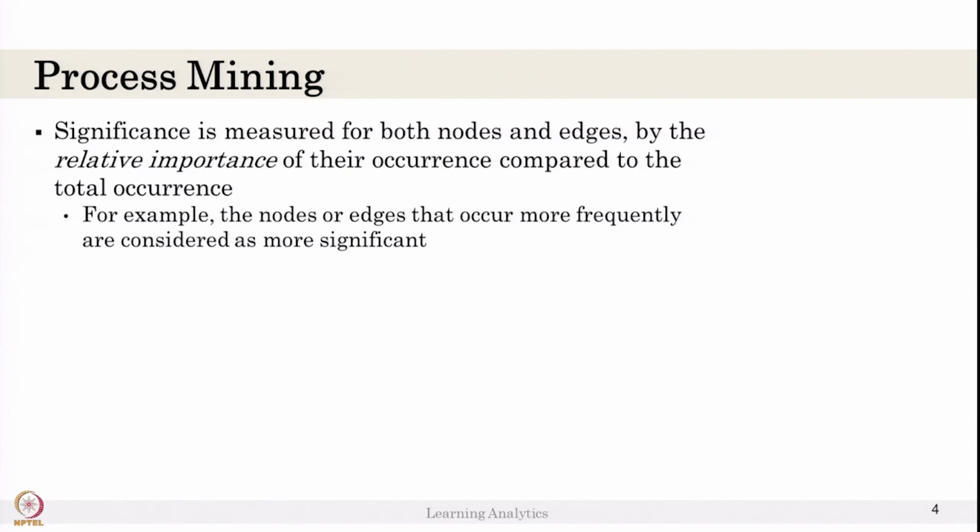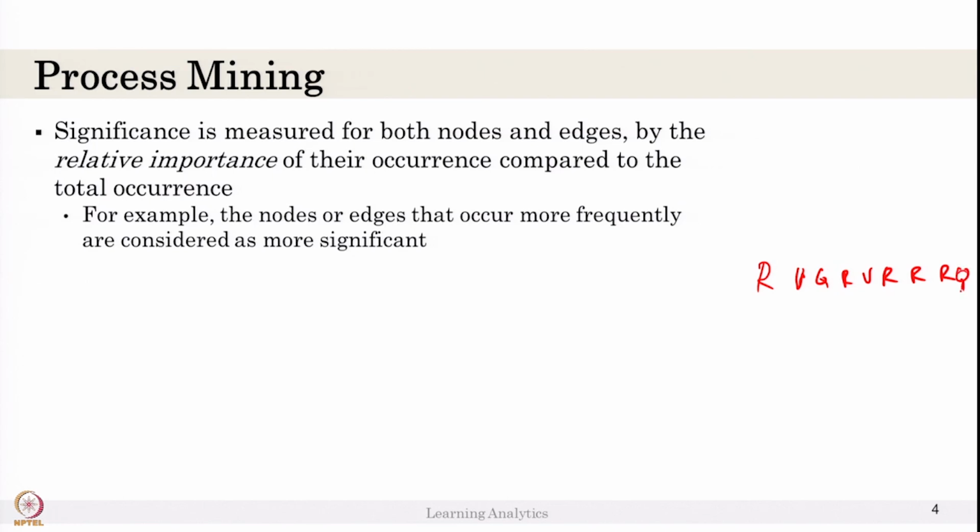to the total occurrence. Simply, the nodes or edges that occur more frequently are considered to be more significant compared to other nodes and other edges. We will see a detailed example for nodes and edges computed on some sequence, but I just want to give you an example of nodes, edges and significance here. For example, there is an action sequence: read, watch video, quiz, read and quiz.